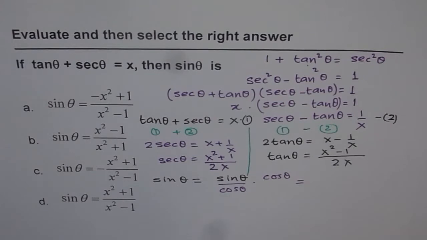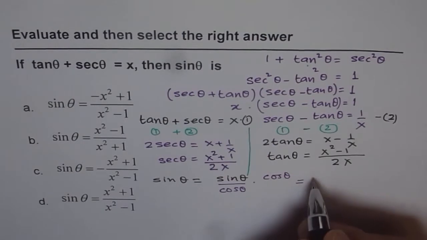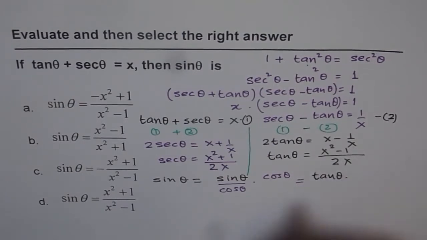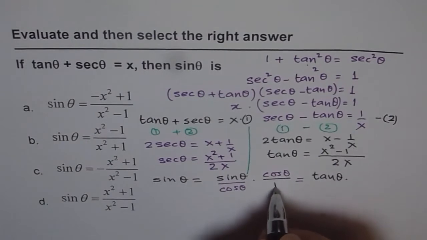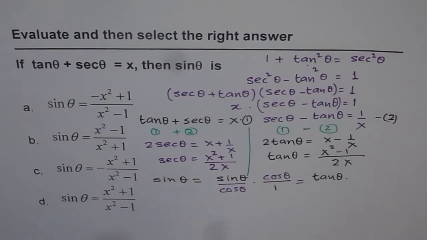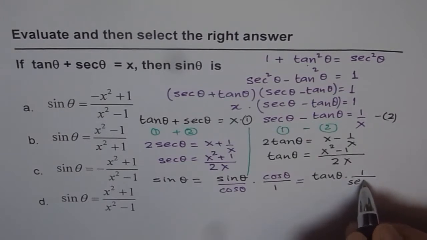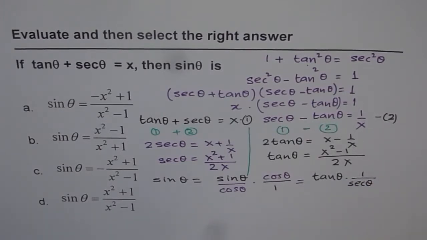Now, sine theta over cos theta is tan theta, right? So I can write this as tan theta, and that becomes times 1 over cos theta. Cos theta is the reciprocal of secant theta, right? So I could write this as 1 over secant theta. That is how sine theta is related with both of them. Correct? We know both tan theta and secant theta. So from here, we can get what sine theta is. That is the whole idea. I hope you appreciate what we're trying to do.